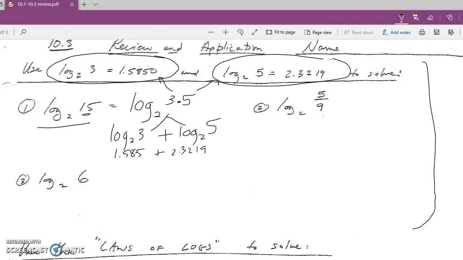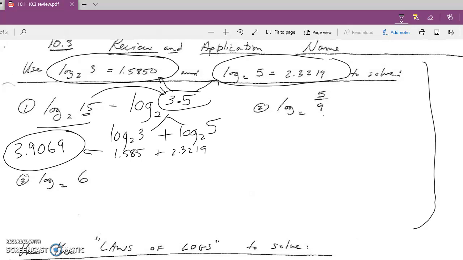2.3219. So if you add those two together, sorry, I have to jump over here and use a calculator real quick. 1.585 plus 2.3219 gives me 3.9069. So that would be the answer. So basically I split 15 into 3 times 5. Once I got this multiplication problem, that's split into addition, and then I plug in the decimals and I finish it. Okay, that's problem number 1.